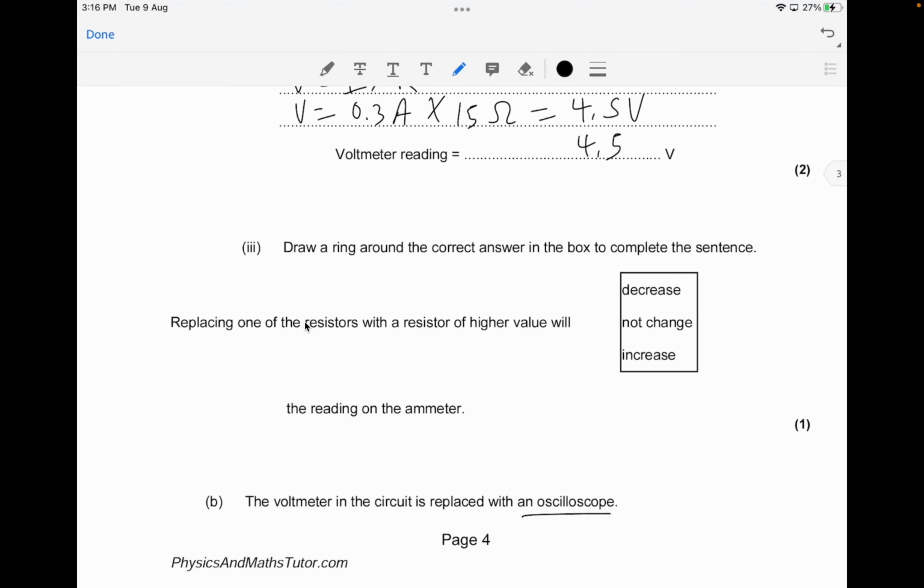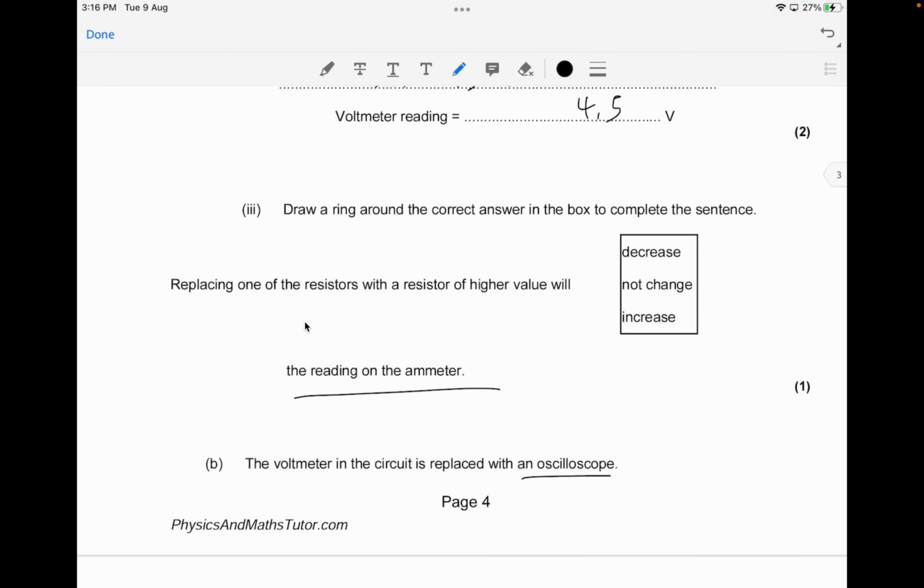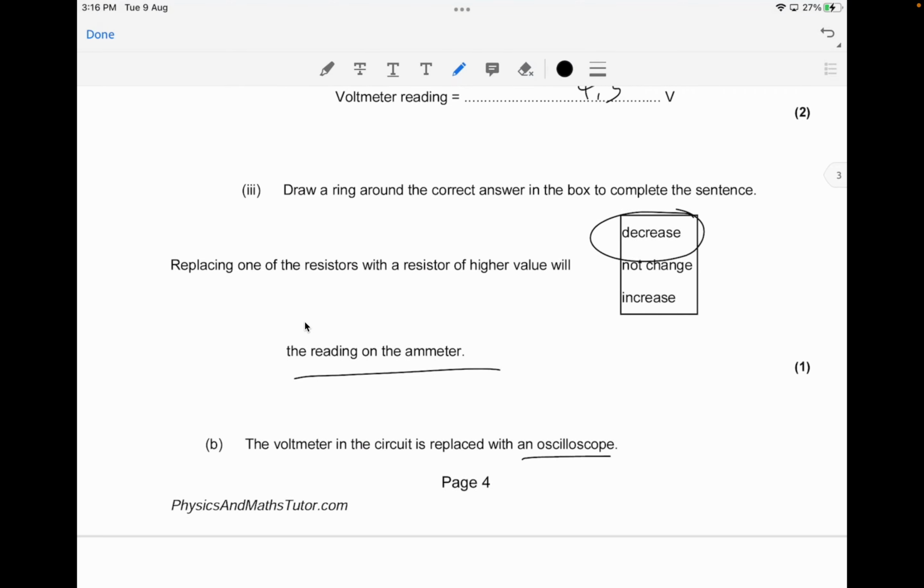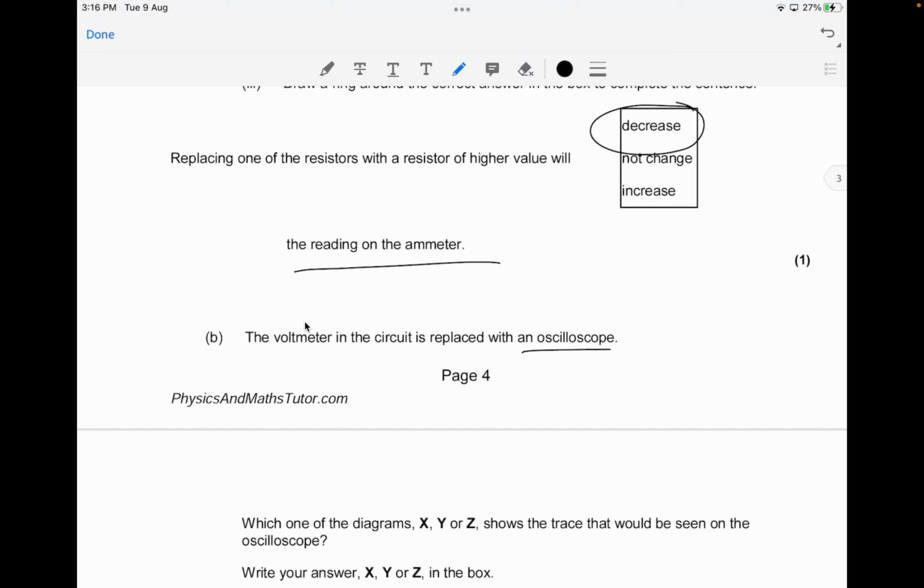Now, the next question states that we have to draw a ring around the correct answer in the box to complete the sentence. Replacing one of the resistors with a resistor of higher value will do something to the reading on the ammeter. So what's it going to do? It's going to decrease the value as you increase the resistance. So you're going to circle decrease, the reading on the ammeter. Okay, let's move on to the next question.